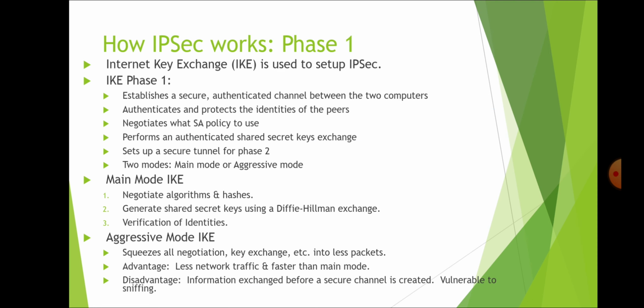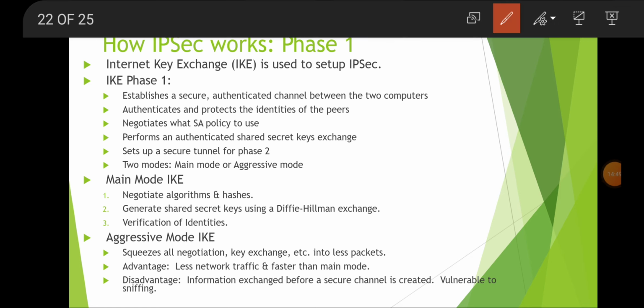Now, how does IP security work? In phase 1, Internet Key Exchange is used to set up the IP security. So there is one key that is used while transmitting the data. Now we will see what happens first in IKE, Internet Key Exchange, in phase 1.